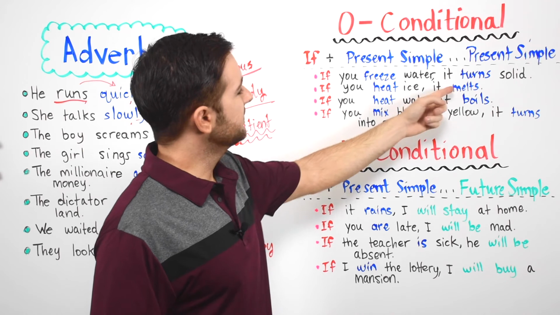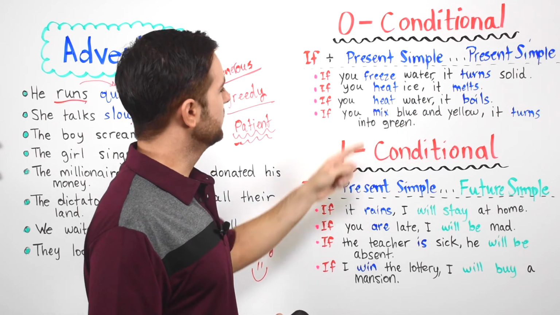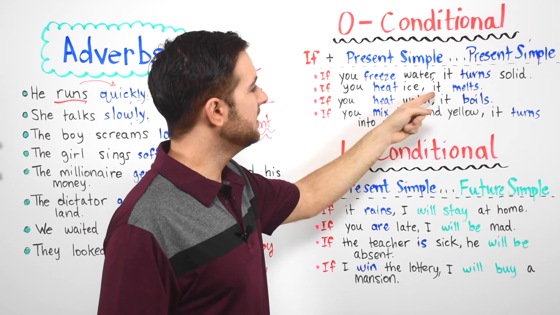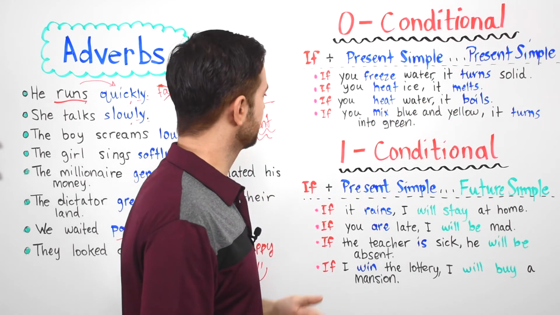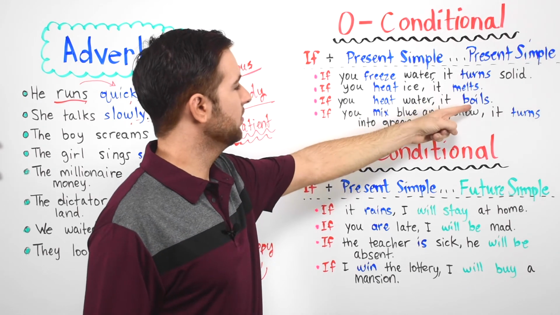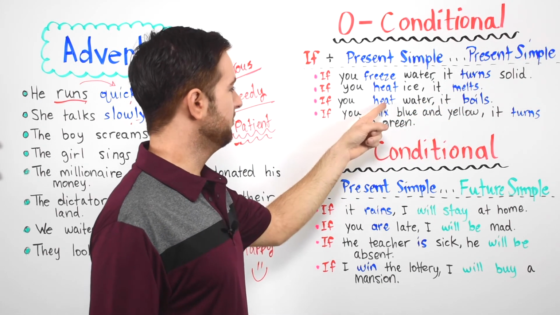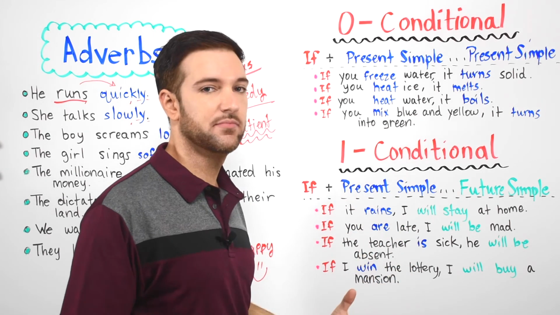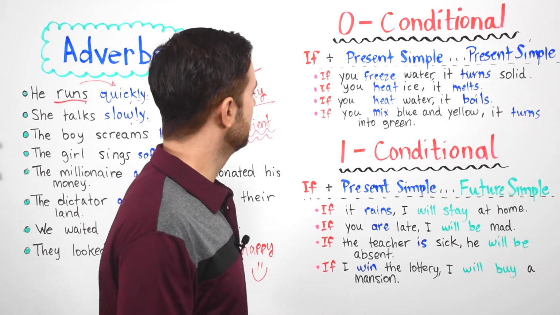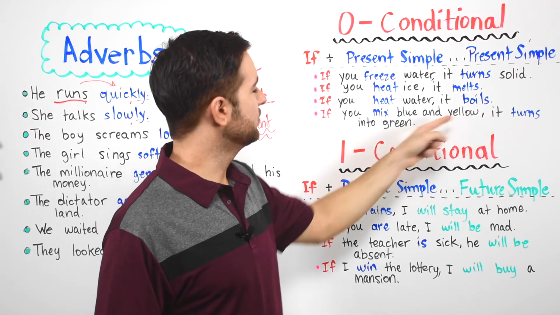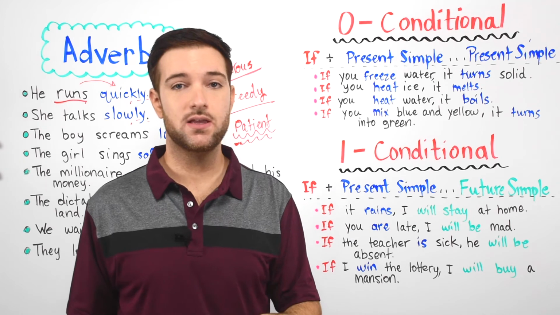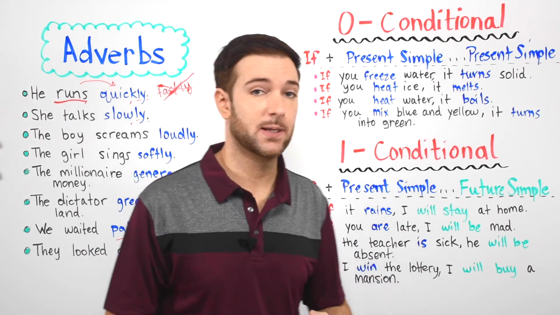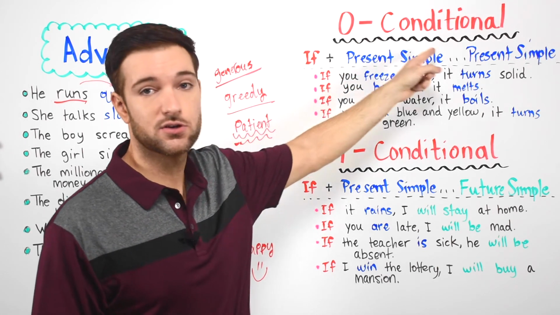If you heat ice, it melts, okay? So if you heat ice, ice is very cold, heat is hot, it melts. It turns into water. If you heat water, it boils. If you make the water very, very hot, it will boil, you have bubbles and it goes up into steam. If you mix blue and yellow, it turns into green. So you have blue paint and then you have yellow paint, and if you mix the two, you get green paint. Okay, so basically guys, that's the zero conditional.